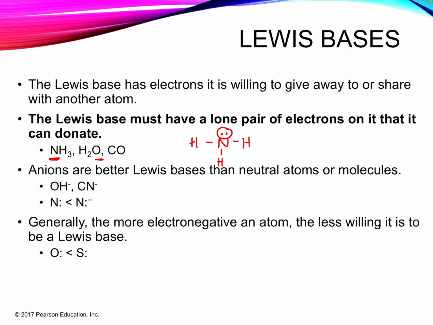This is a pretty small molecule. It's not really going to be hindered at all. And so those electrons are easy to donate to a Lewis acid. In general, anions are going to be better Lewis bases than neutral atoms or molecules because they've got more electron density and they have an overall negative charge. And then generally, the more electronegative an atom, the less willing it is to be a Lewis base. This is because a really electronegative atom would like to keep the electrons for itself, essentially, so it's not going to be as willing to donate its electron pair to another atom.